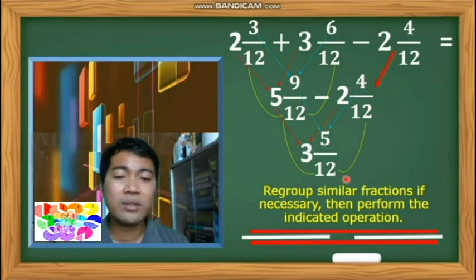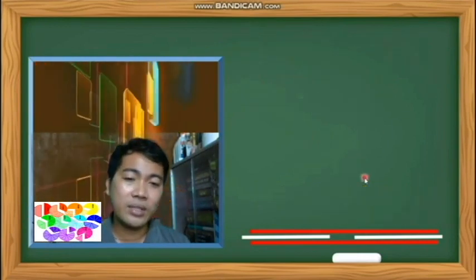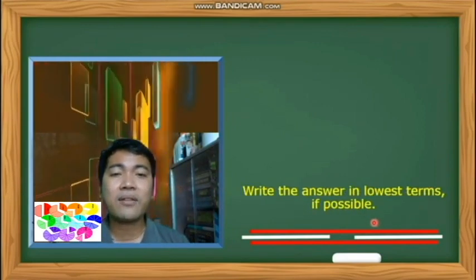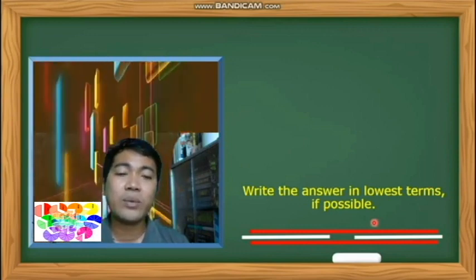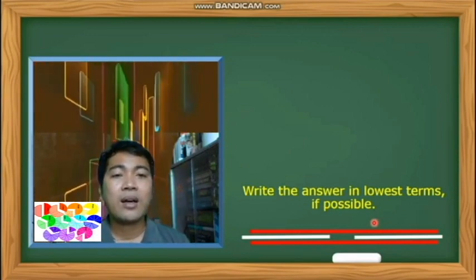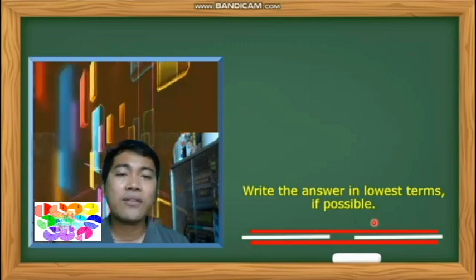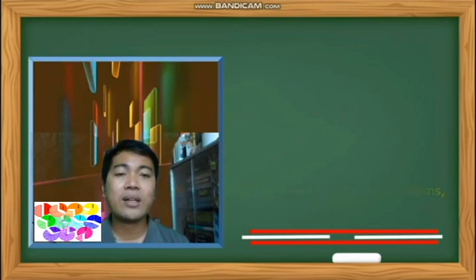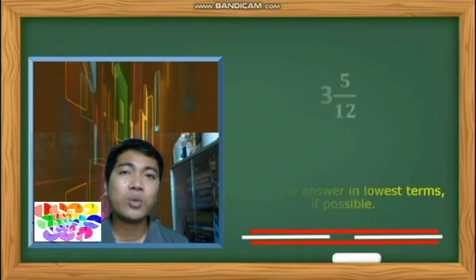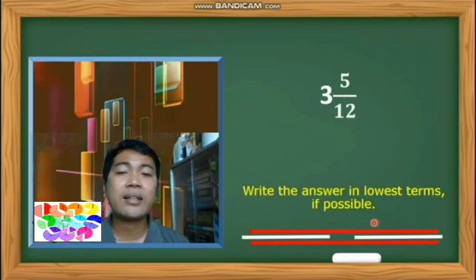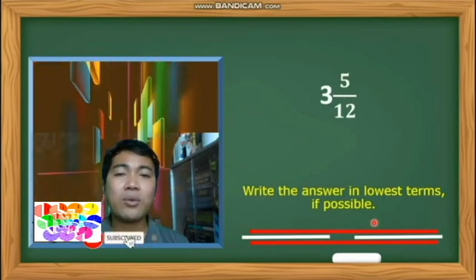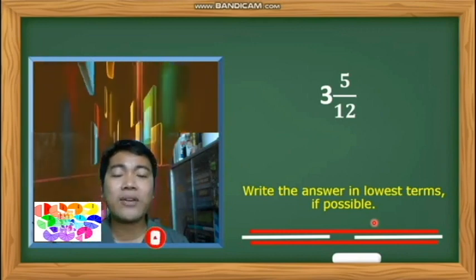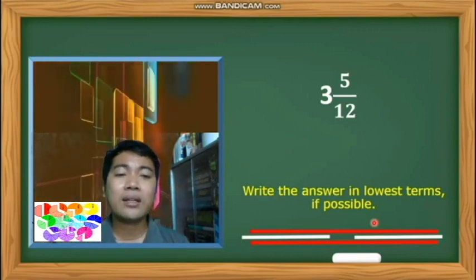And the next rule, write the answer in lowest terms if possible. Kung posible lang. But 3 and 5 over 12 is already in the lowest terms. Bakit? Wala nang greatest common factor ang 5 and 12. Ang factors ng 5 is 5 and 1, while the factors of 12 ay 1, 2, 3, 4, 6, and 12. Wala tayong makikitang common factors ng 5 and 12 maliban lang sa 1. Kaya 3 and 5 over 12 is already in the lowest terms.